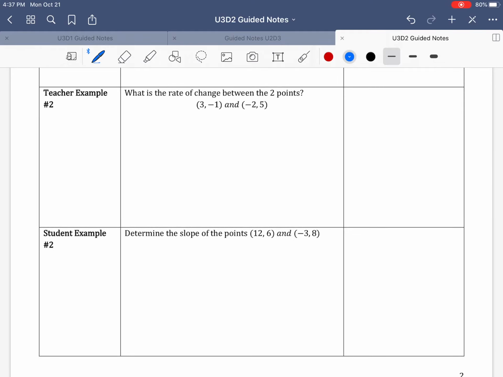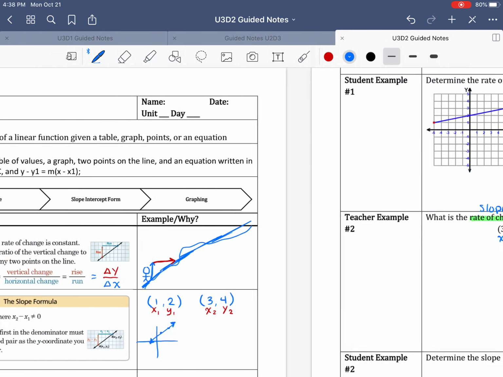Now the teacher example number 2 asks, what is the rate of change between 2 points? When you see this word, rate of change, you should think, what is the slope between these 2 points? Now it gave us 3, -1, -2, 5. So first thing that I'm gonna do is label X and Y. So X1, Y1, X2, Y2.